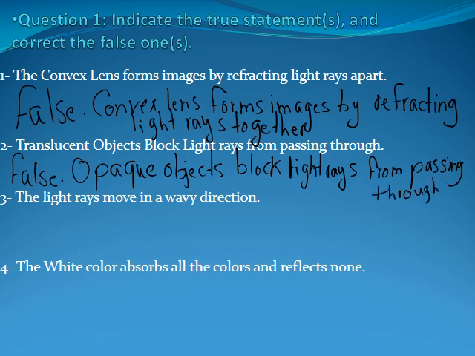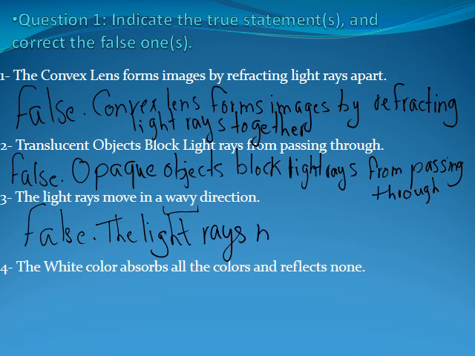The light rays move in a wavy direction. Sure, this is false. The light rays move in a straight line, or in one direction, which is a straight line. Or you can say the light rays propagate in a straight line. Okay?